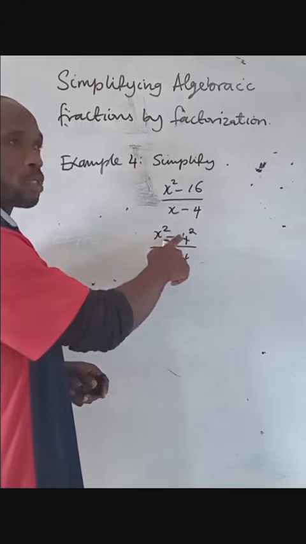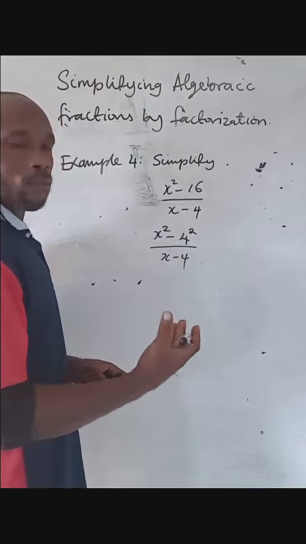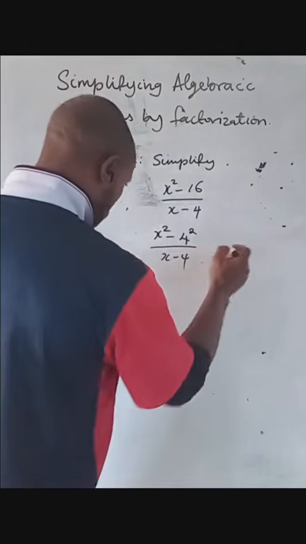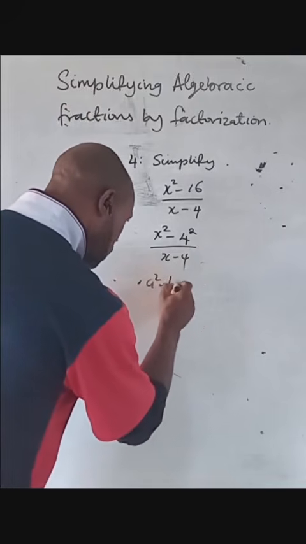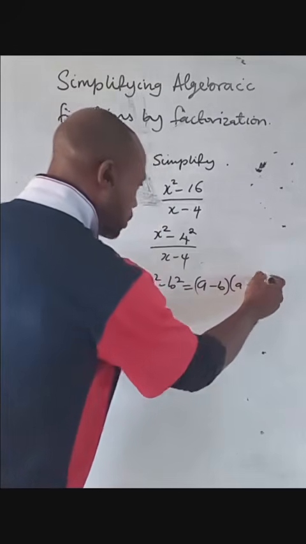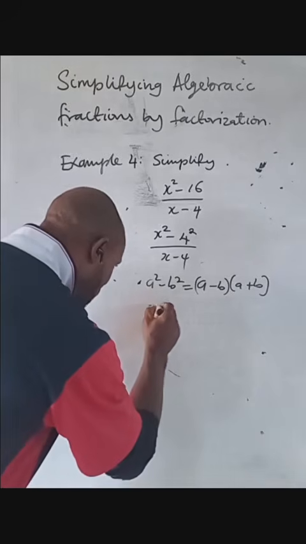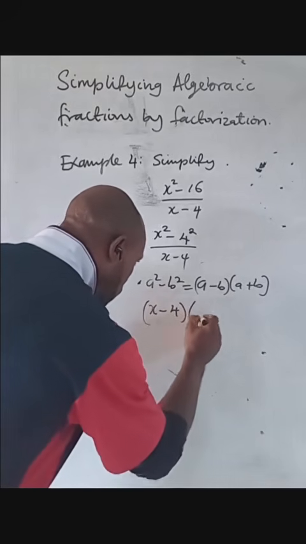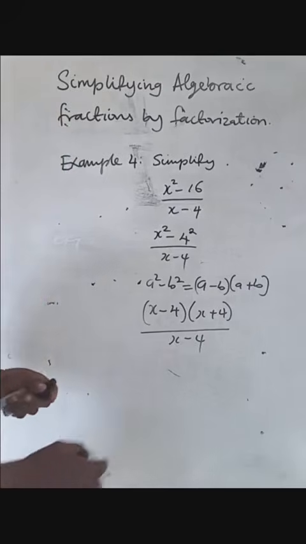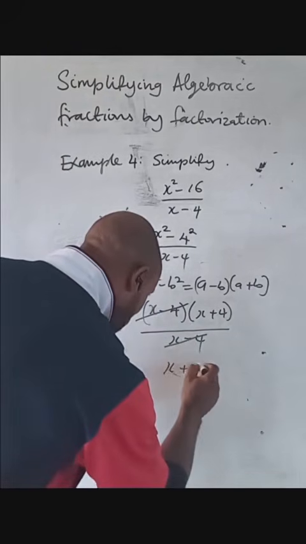Now we can see that the numerator is a difference of squares. And we know that the formula for the difference of two squares is a squared minus b squared, which is equal to a minus b, a plus b. So if we apply this formula here, the numerator is going to be expressed as x minus 4, x plus 4, all over x minus 4. So we cancel out the common terms, and the simplified version is x.